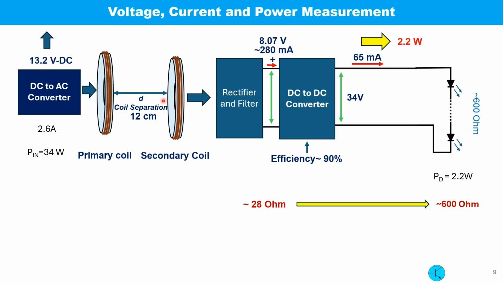After connecting the LED and keeping the coil separation 12 cm, the duty cycle of the boost converter was varied until we got maximum brightness of the LED. On maximum LED glow, I found that the LED voltage was 34 volt and LED current was 65 milliampere. The voltage on the input side of the converter was also measured, which was 8 volt. So the input 8 volt is converted to 34 volt to match the LED resistance. At the output of the rectifier, it sees 28 ohm is connected, but the converter output sees 600 ohm is connected. This is how the impedance is matched.